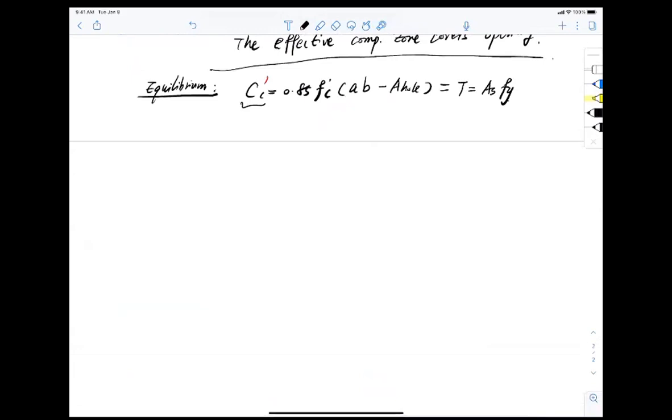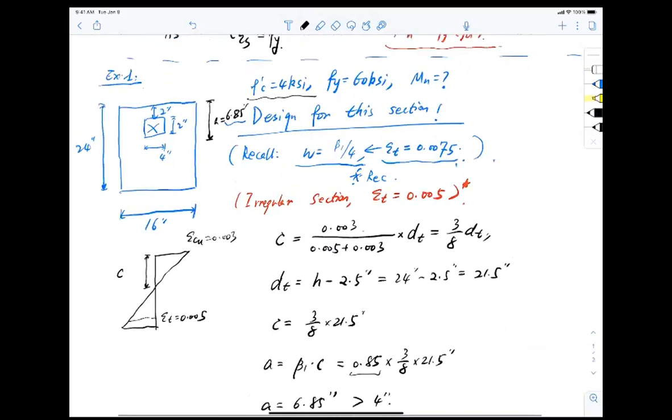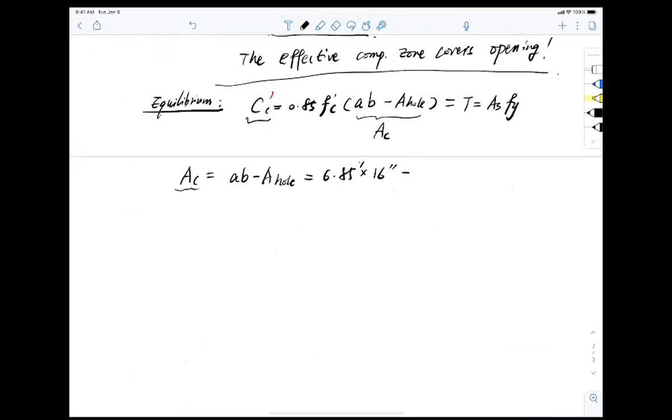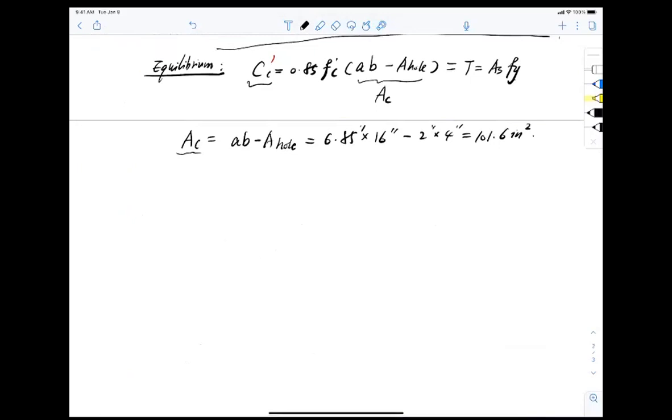All right, so let's take a look, right? If I call it Ac, meaning the effective compressive area, Ac has to equal ab minus A opening, so equal to 6.85 inch times 16 inches of width, minus a 2 inch height of the opening multiplied by a 4 inch width of the opening. I get about 101.6 inch squared of area in terms of compression.